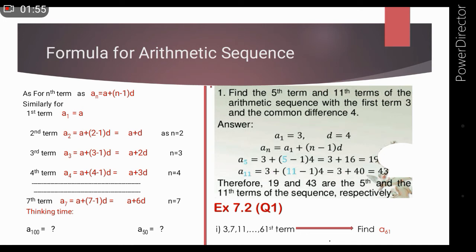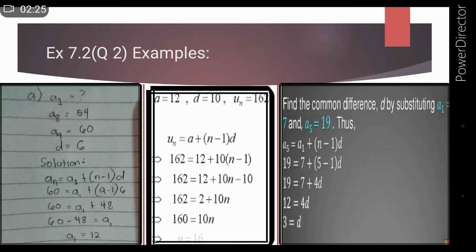Now similarly, by using this method, you can easily do exercise number 7.2 question number 1, in which in the first part you have to find a61. So first of all, you have to write the formula of a61, which would be a plus 60d. Similarly, by following these instructions, you can do question number 1 easily. Now move towards our other examples.